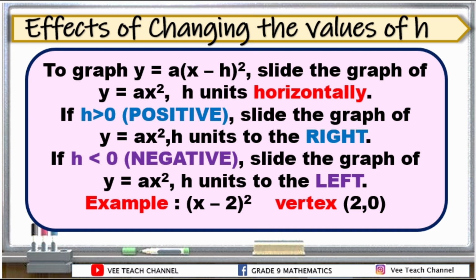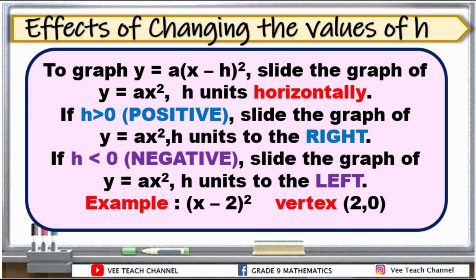So, yun na nga yung sinasabi natin kanina. Kapag ang ating h ay positive, i-slide natin yung graph ng x squared to the right. Kapag negative naman ang h, slide natin yung graph ng x squared to the left. Para malaman kung ilang units yung magiging movement ng graph natin, malalaman natin yon sa value ng h.